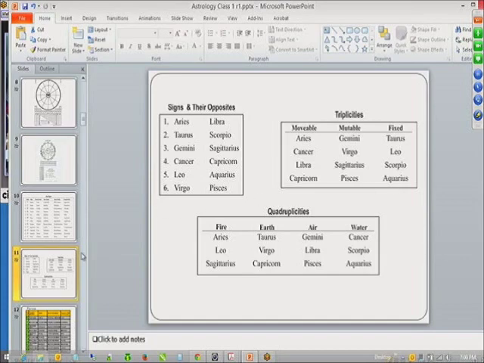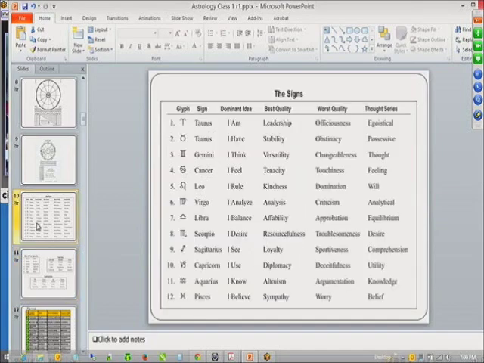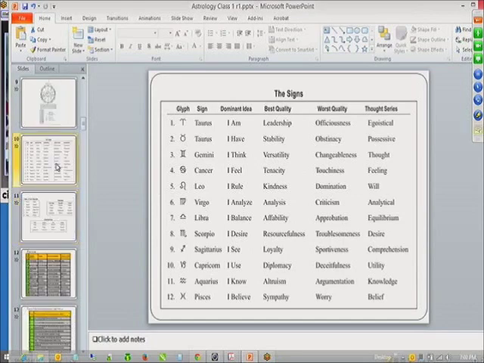Now, the other thing is keywords and the importance of keywords. So, for example, here are the keywords for the signs. The keywords are critical, and these are other things that you need to memorize, okay? And the reason is because they give you a core on which to build a vocabulary. And in astrology, vocabulary is critical.